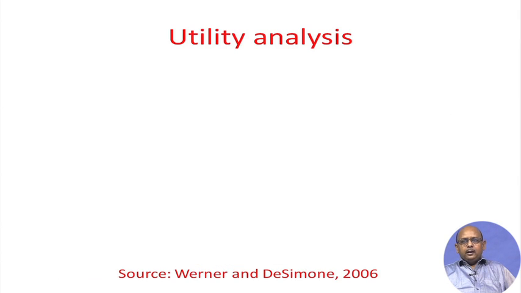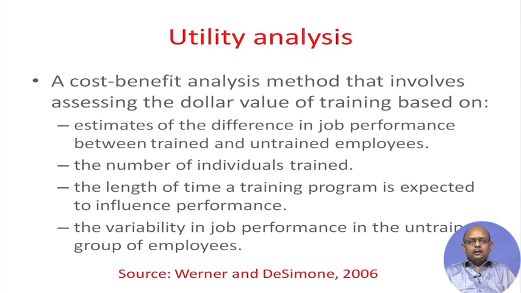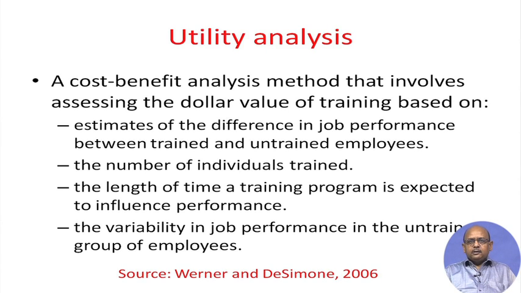So, apart from the ROI method, we also use utility analysis. Utility analysis basically tells you the usefulness of a training program for the current job as well as for the future job, right. And there also we are using certain financial measures. For example, if you look at this, it is also basically cost benefit analysis. Okay. So, what you basically do is see the difference in the job performance between trained and untrained employees, right.